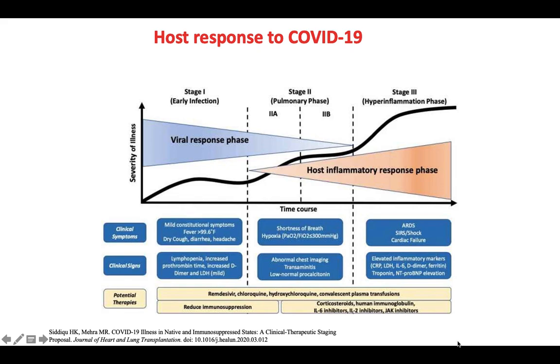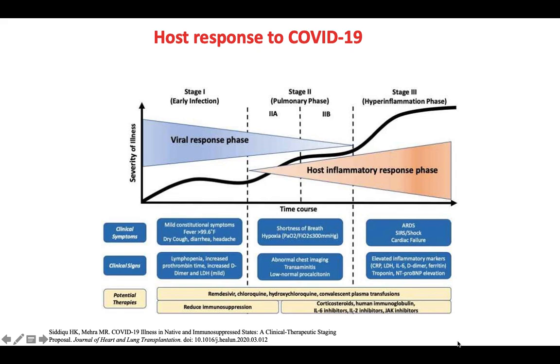When it moves to the frank hyperinflammation stage, they will have well-established ARDS, sepsis, secondary infection, shock, or other organ involvement. So it is basically the same spectrum with different severity and different phases, which manifest differently clinically and biochemically also. Initially there will be increased prothrombin time, lymphopenia, and elevated D-dimer and LDH levels.